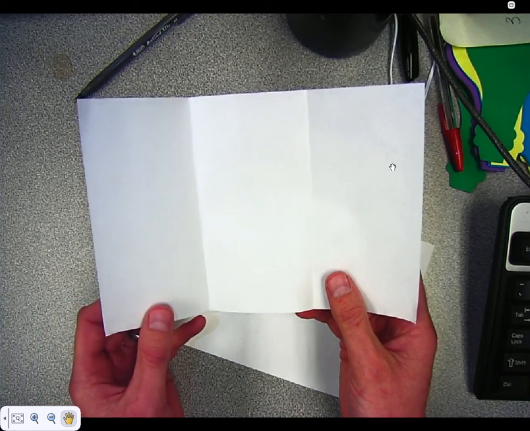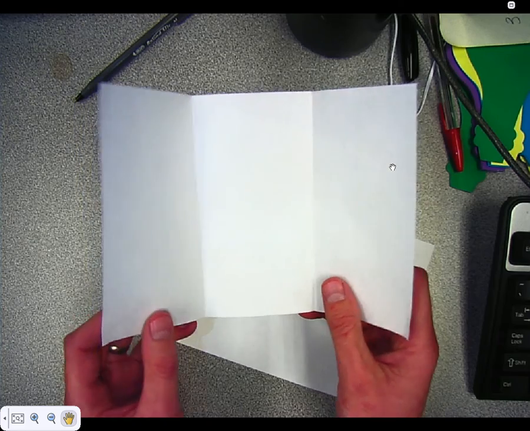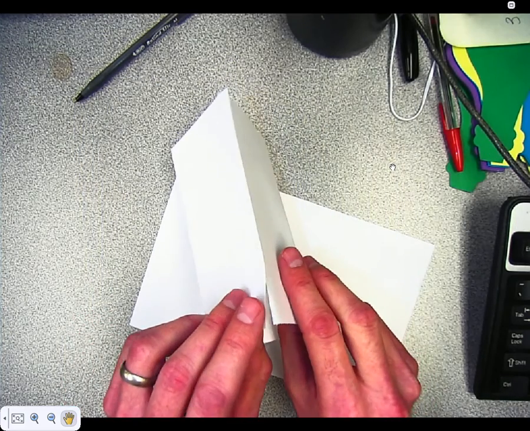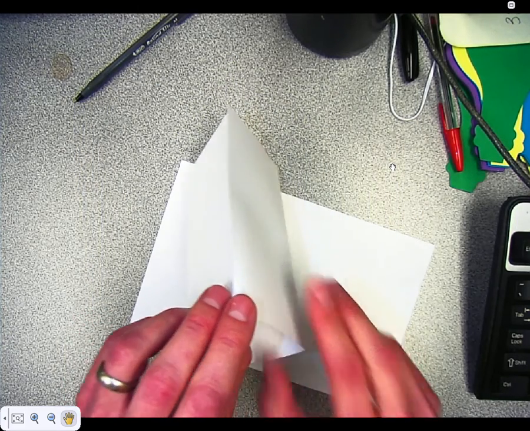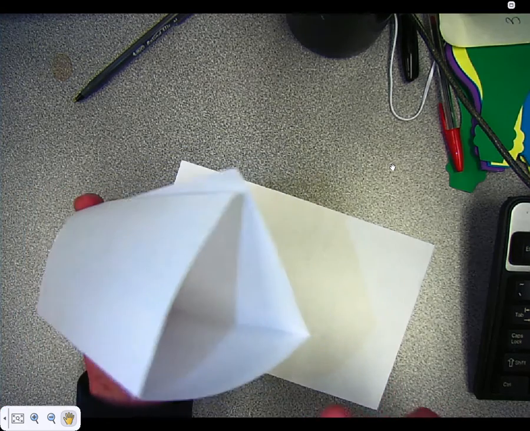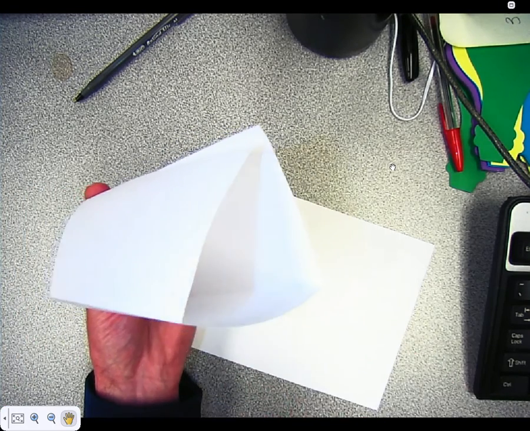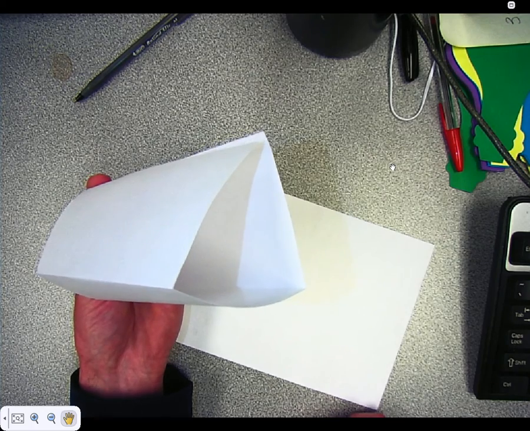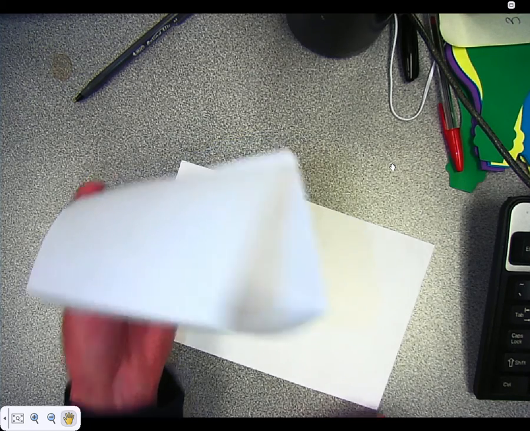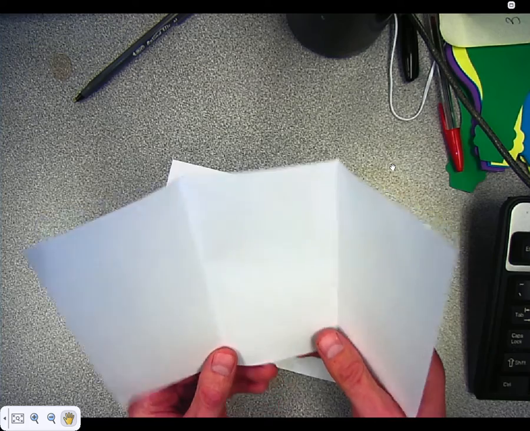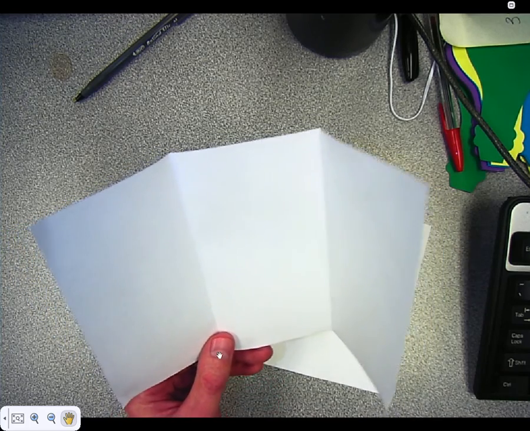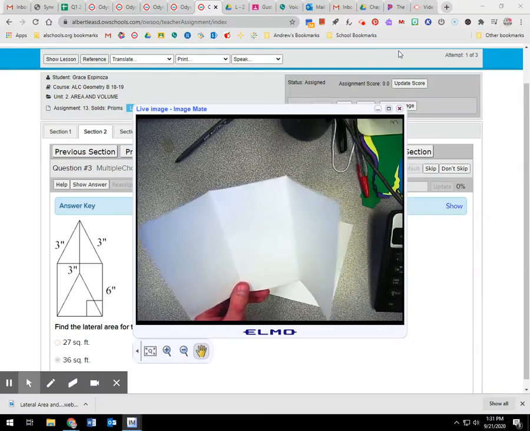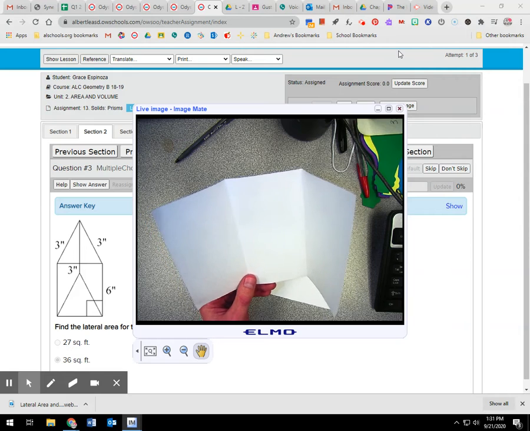So the lateral area is three rectangles. When we put those three rectangles together like this, you end up with two triangles on either side. So there's 5 faces total on the triangular prism. 3 of them are rectangles and 2 of them are triangles. Rectangles are a lot easier to find the area of. To find the area of a rectangle, you just need to find the base times the height.